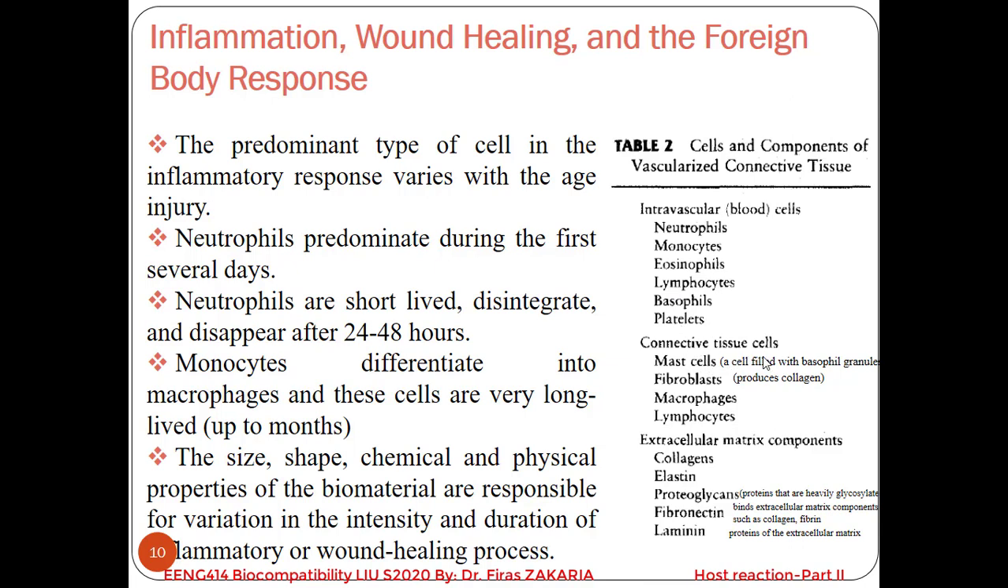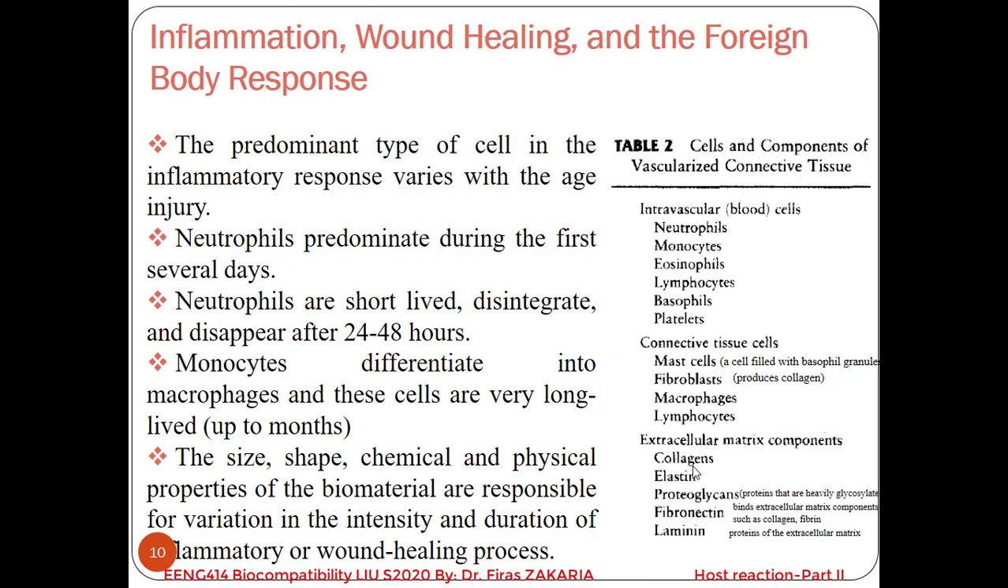The connective tissue cells are the mast cells, fibroblasts, which produces collagen. Collagen is a very important protein found inside our body. We have macrophages and lymphocytes. Extracellular matrix components, so this is outside the cell. Collagens, elastin, fibronectin, laminin, and proteoglycans. These are proteins.